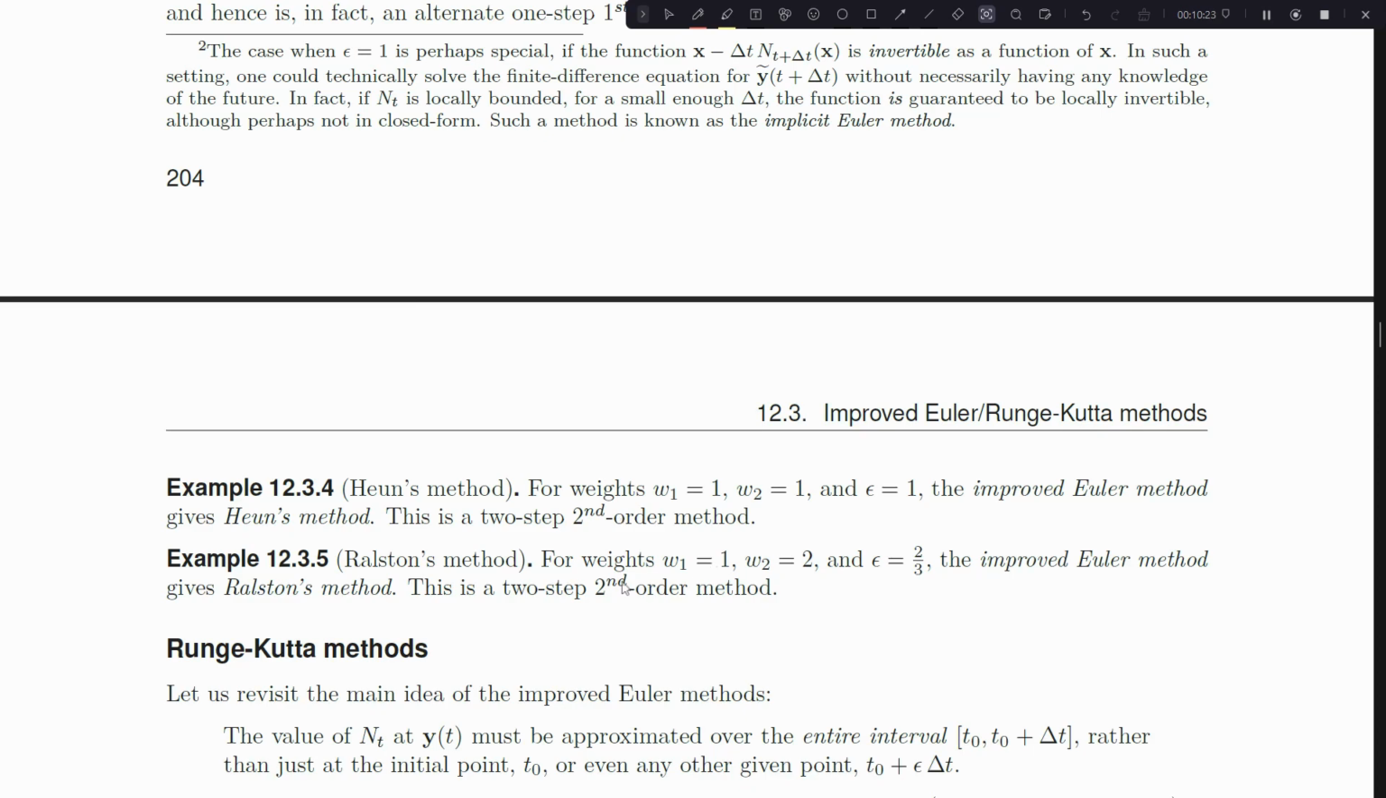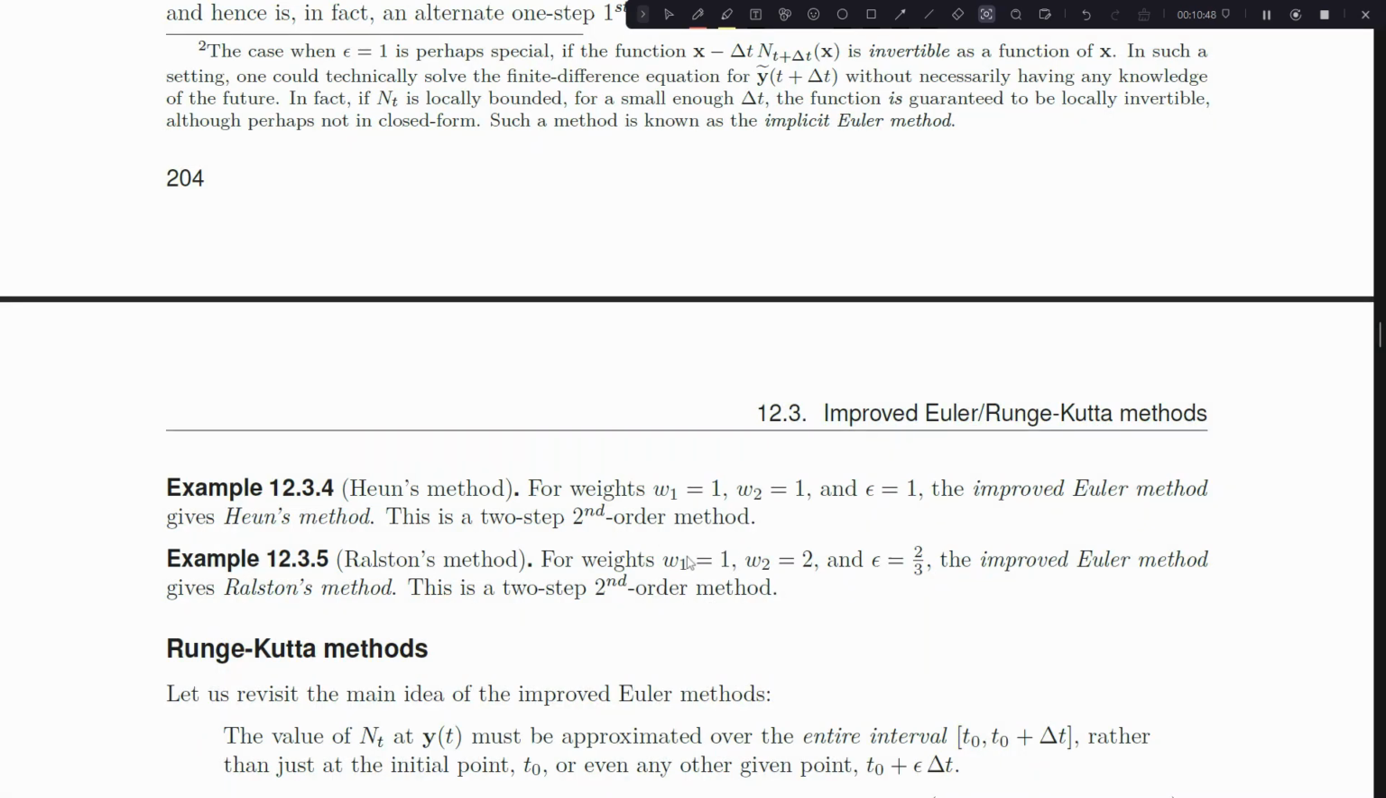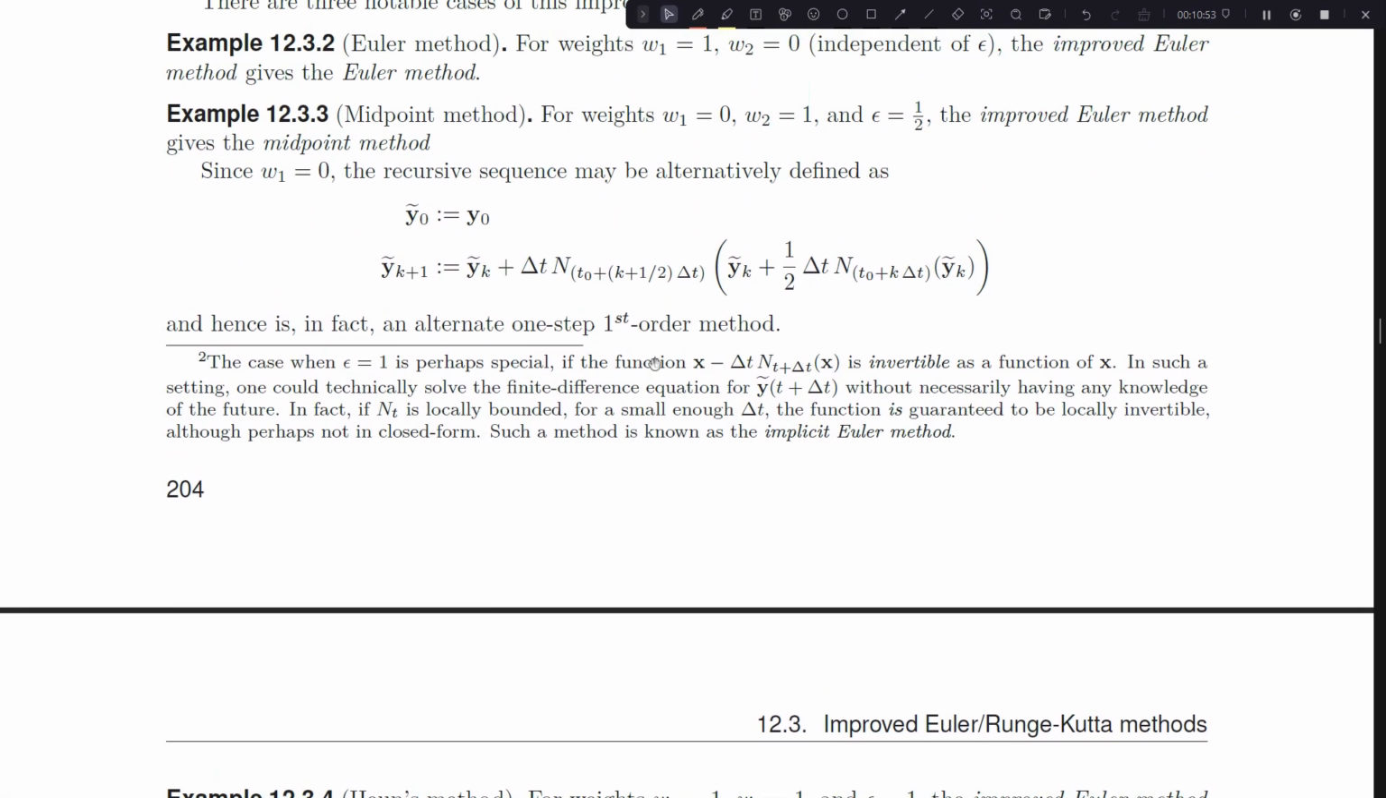And then you can do something called Ralston's method as well, which is when you weight the future time a little more heavily than the initial time, but the future time isn't pushed all the way like epsilon equals 1. It's not pushed all the way to the full delta t. It's pushed to only 2/3 of delta t. So it says, hey, I'm going to approximate n 2/3 of a time step in the future, and then I'm going to weight that twice as heavily as I weight my original n. And then I'm going to give myself one time step forward. So it's pretty interesting.